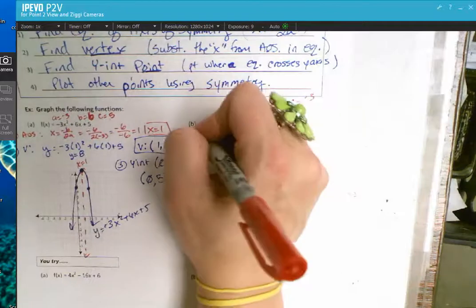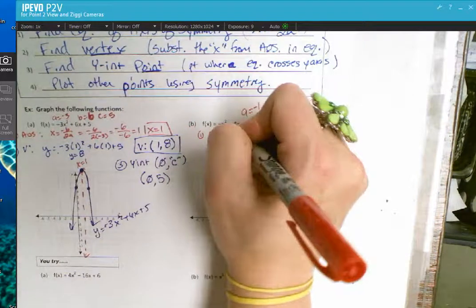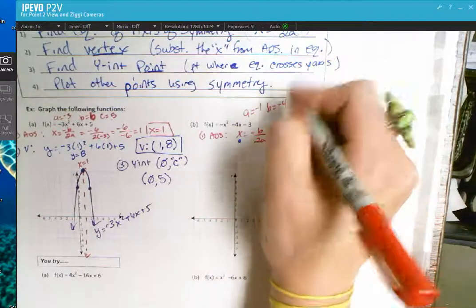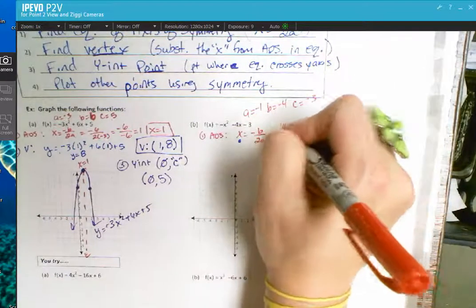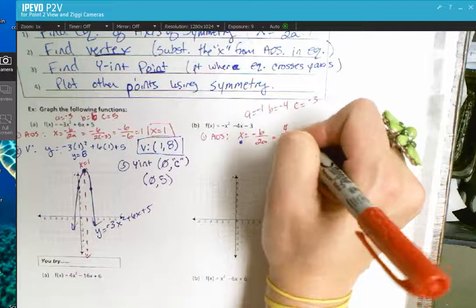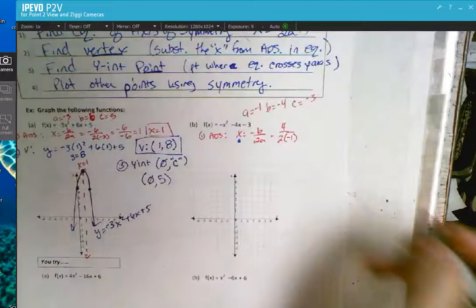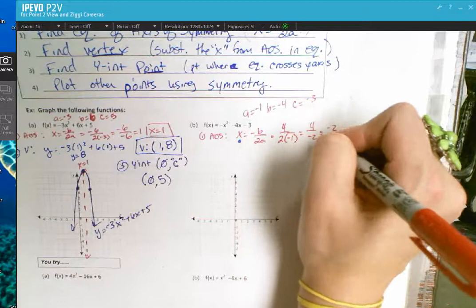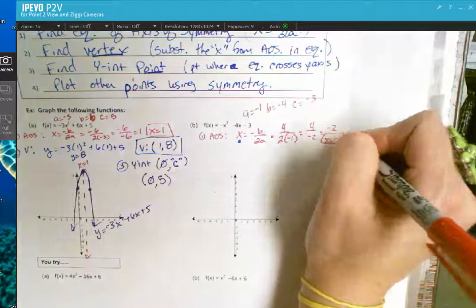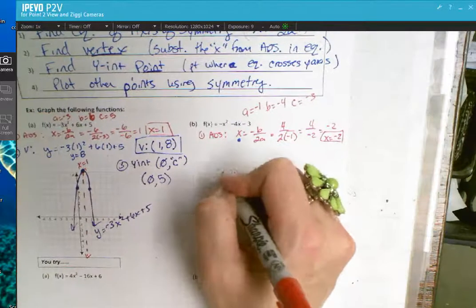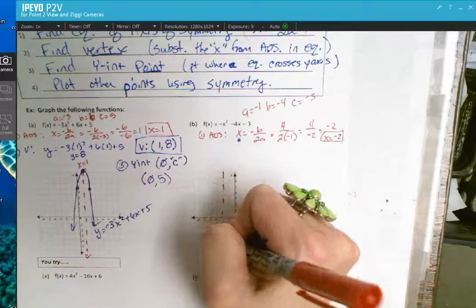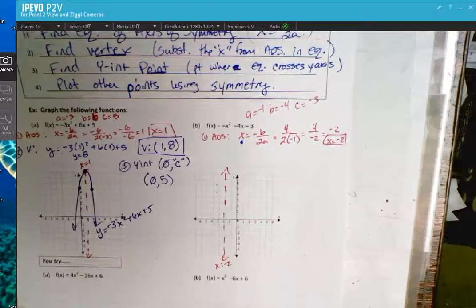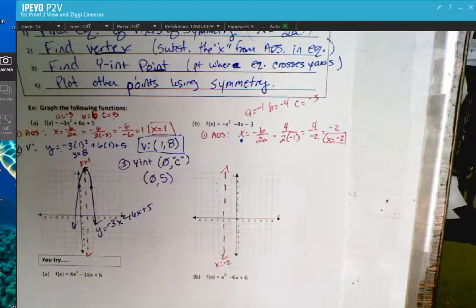So step 1, axis of symmetry. X is equal to negative b over 2a, which equals the opposite of b. Now it's negative, so it becomes positive, over 2 times a, which is negative 1. So I get 4 over negative 2, which is equal to negative 2, so x is equal to negative 2. I go and graph my line of symmetry at x equals negative 2.